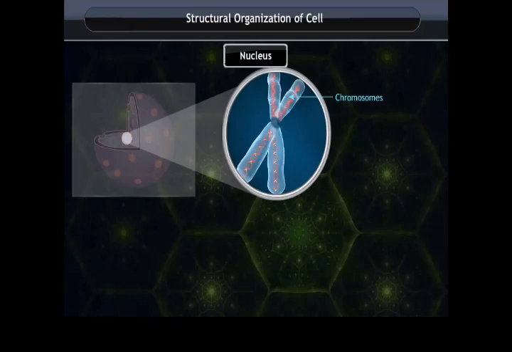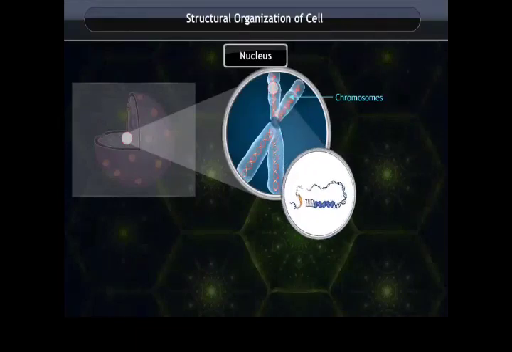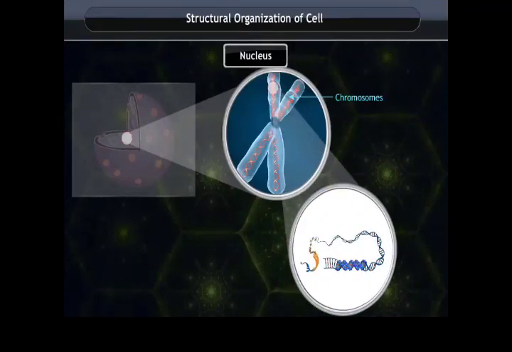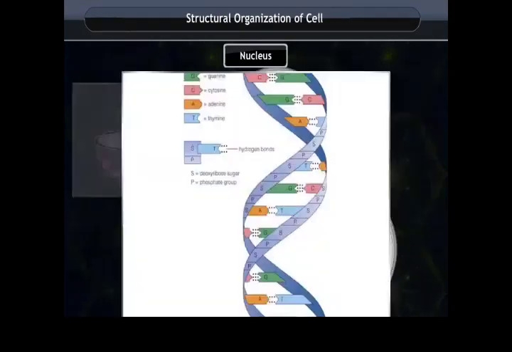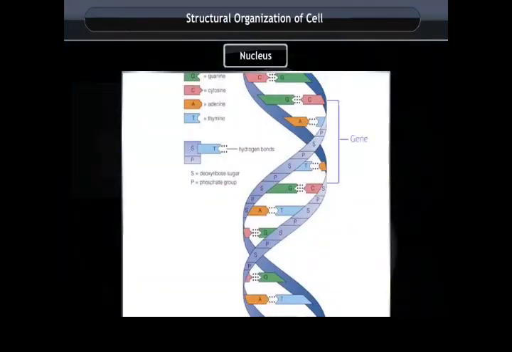The chromosomes contain information for inheritance of features from parents to the next generation in the form of DNA molecules, or deoxyribonucleic acid molecules. The functional segments of DNA are called the genes.